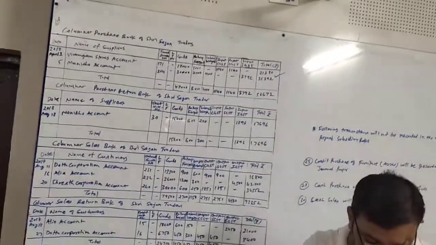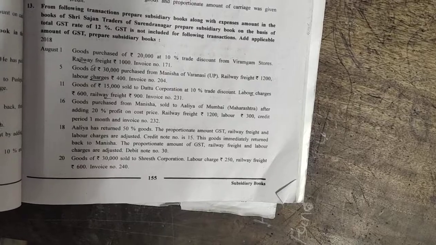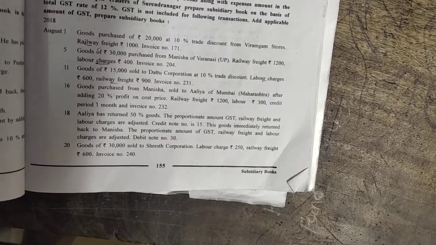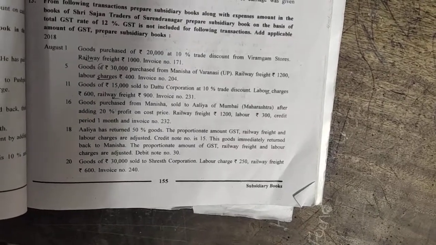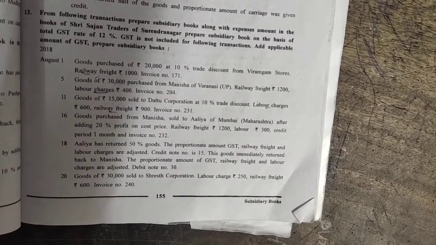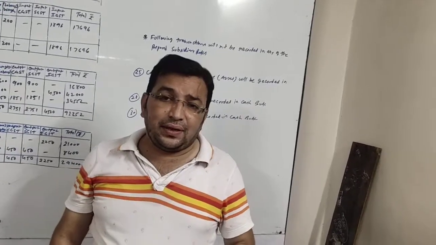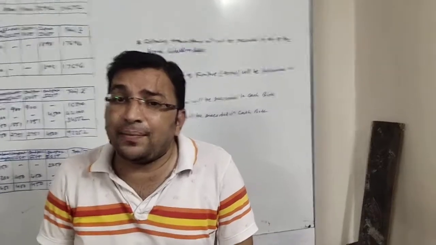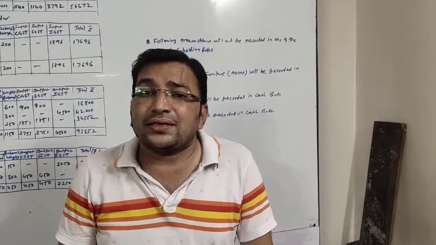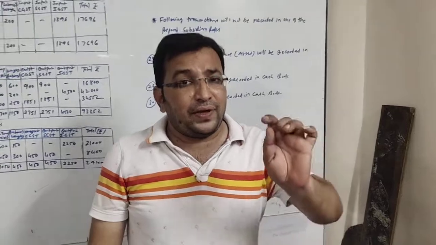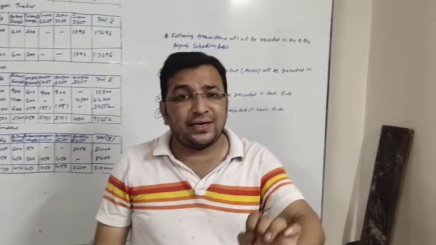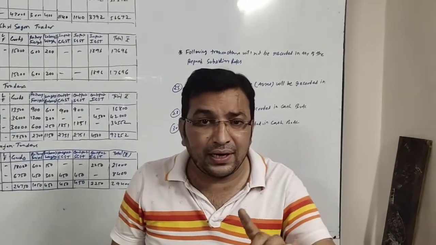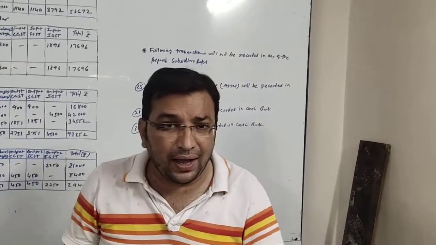Next transaction. Goods of rupees 30,000 purchased from Manisha of Varanasi, that is UP. Railway freight 1,200, labor charges 400, invoice number 204. Friends, here we can see they have mentioned in brackets UP for Manisha of Varanasi. So it is a transaction of interstate supply. Whenever there is interstate supply, they mention the name of the state in brackets. That indicates we have to apply IGST.